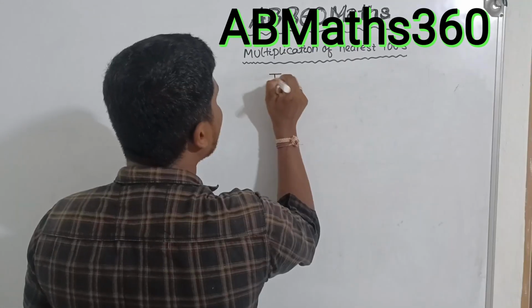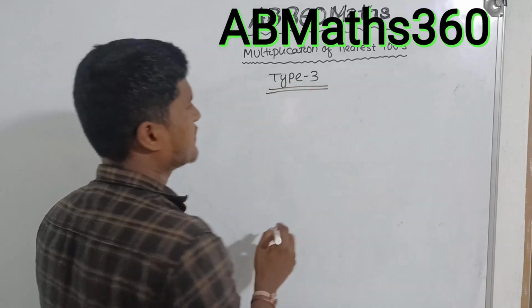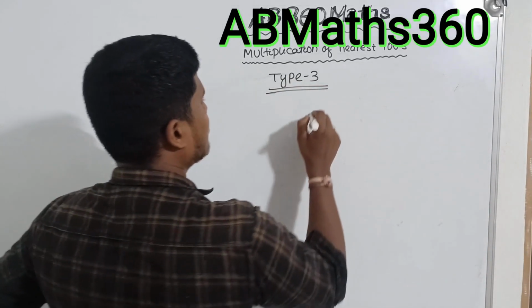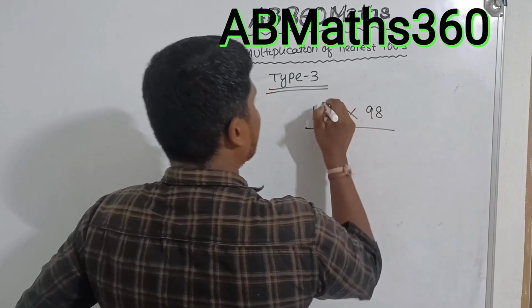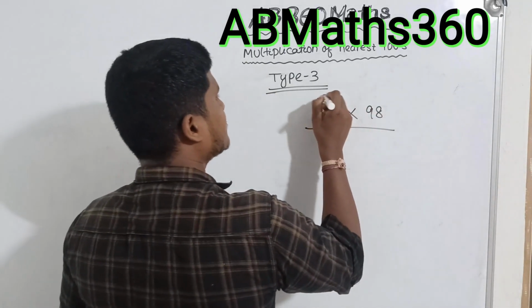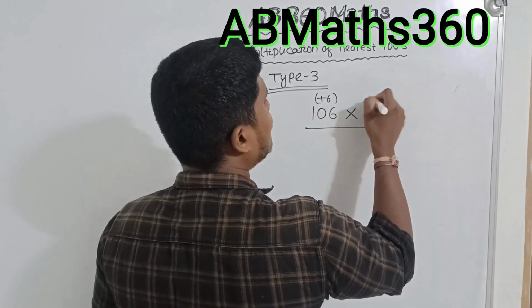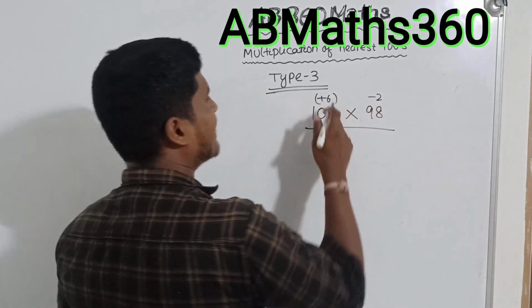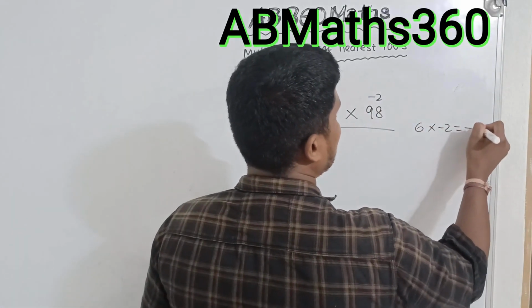Okay. Here also, students, this is type 3. Suppose 106 multiplied with 98. Here this number is 6 units more than 100 and this number is less than 100 by 2 units. Here we have to multiply again. Plus 6 multiplied by minus 2, that is minus 12.